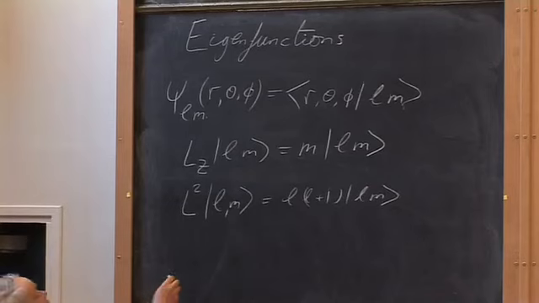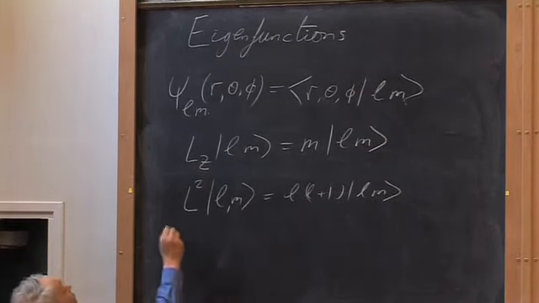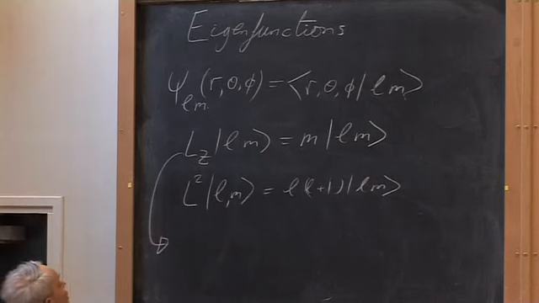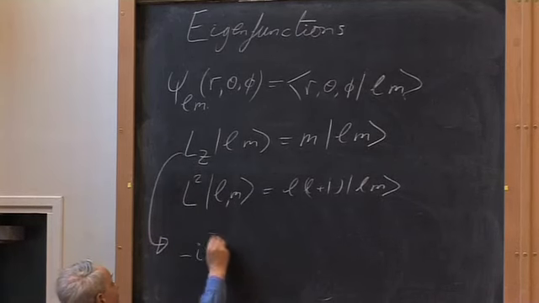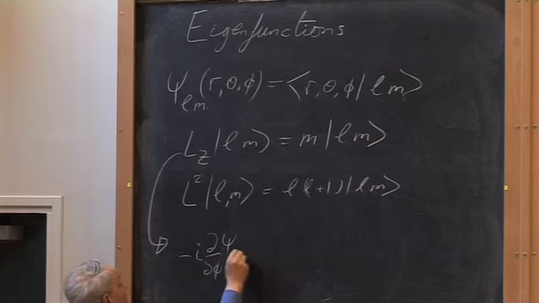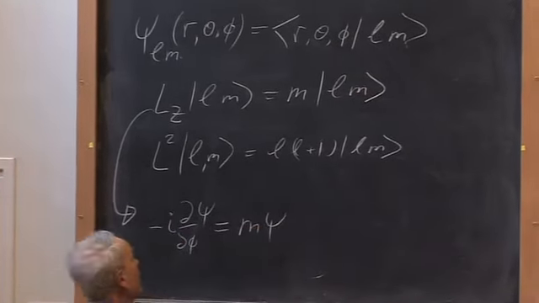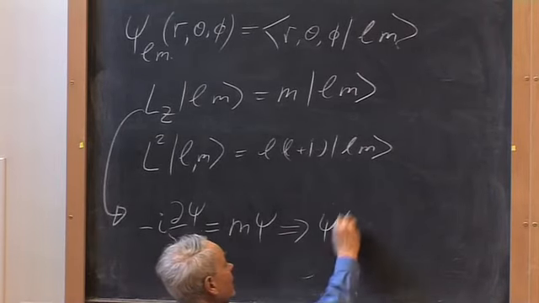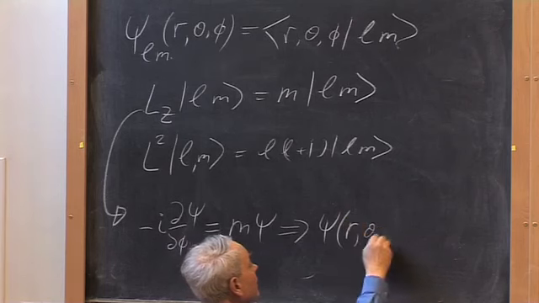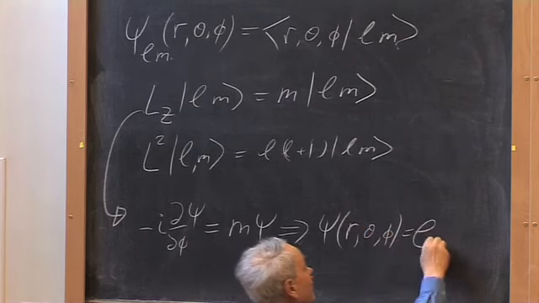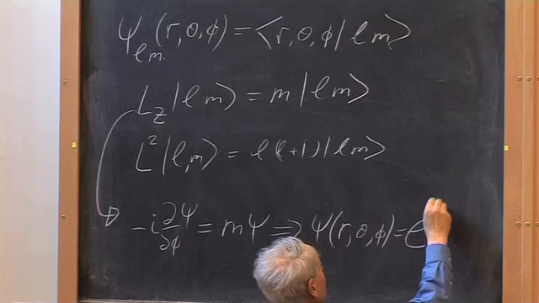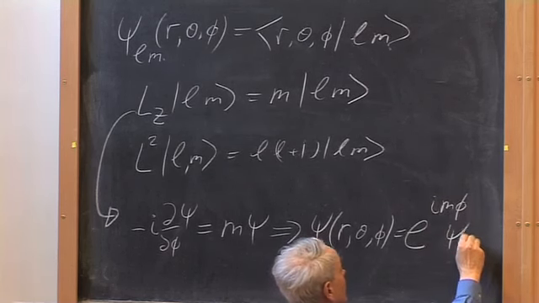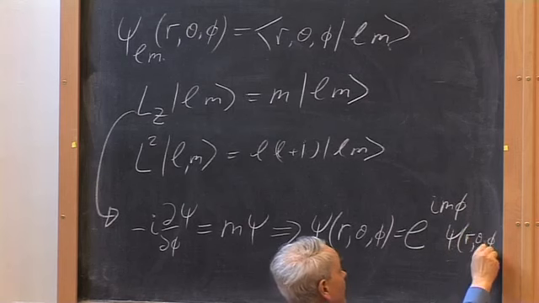Okay, so what can we say? First of all, this equation, put into the position representation, says that minus i d by d phi of psi is equal to m psi, which we immediately recognize as telling us that psi at r, theta, and phi is equal to e to the i m phi times psi at r, theta, and nothing.